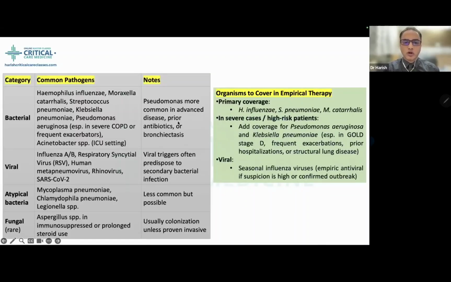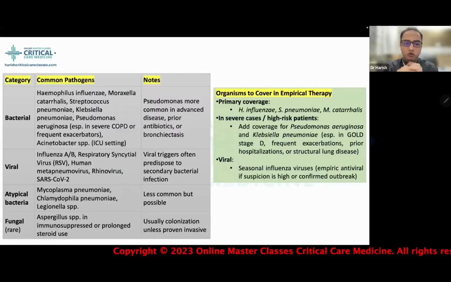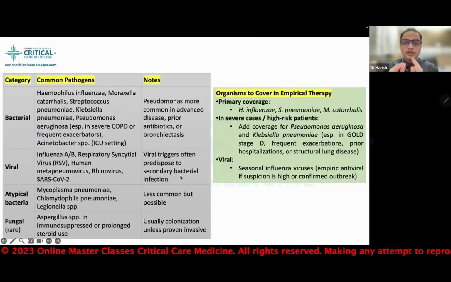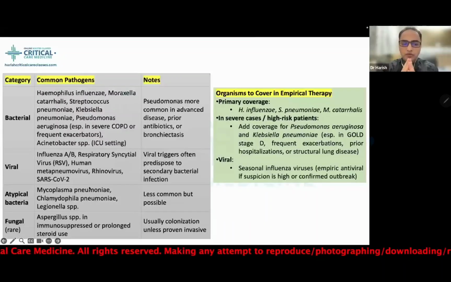Okay, so Pseudomonas is more common in advanced disease or in patients who are malnourished, have alcohol abuse, prior antibiotic use, or bronchiectasis. Viral: influenza A or B, respiratory syncytial virus, human metapneumovirus, rhinovirus, SARS-CoV-2, that is COVID. Viral triggers often predispose to secondary bacterial infection. Atypical bacteria like Mycoplasma, Chlamydia, and Legionella are less common but still a possibility.